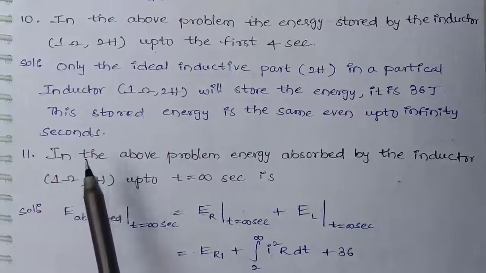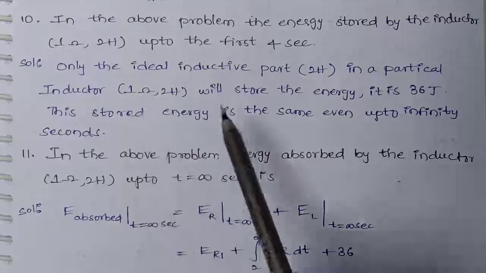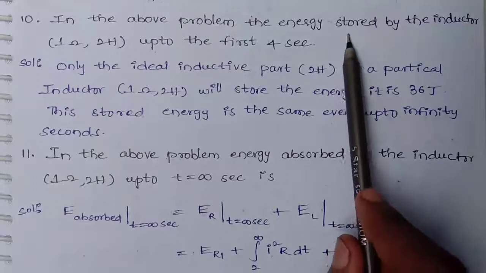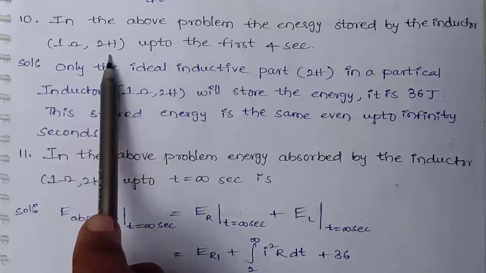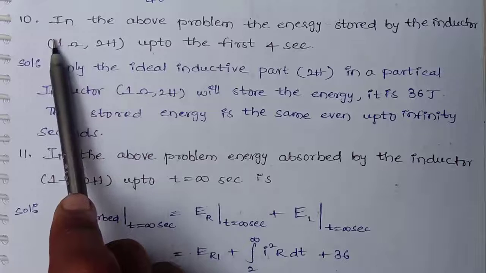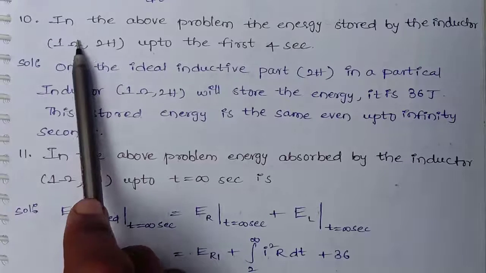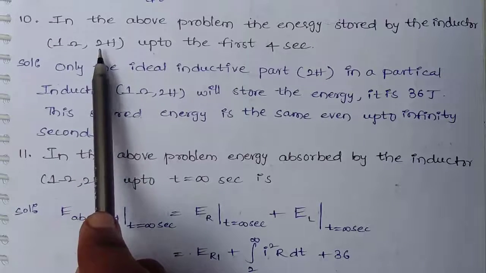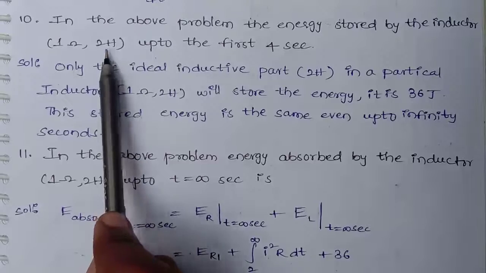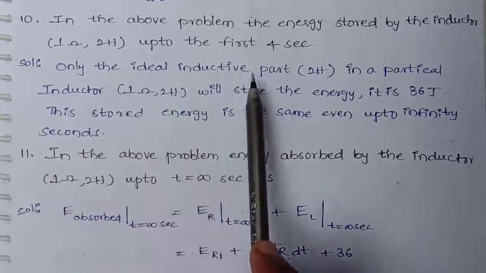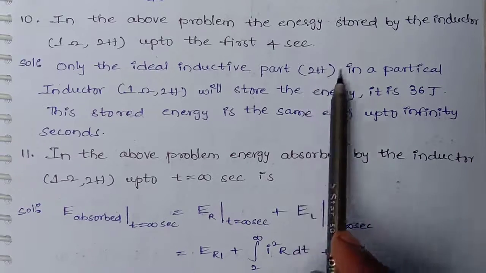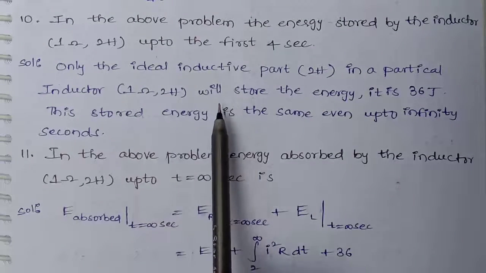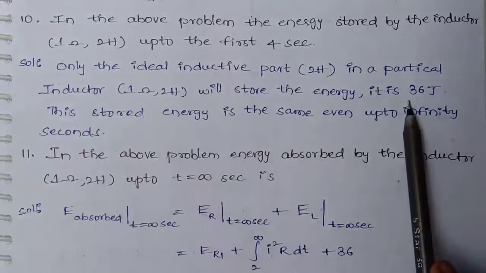Okay. Now look at the solution. So who is going to store the energy in the practical inductor? Practical inductor means a resistance part and an inductance part. So the resistor is not going to store energy. That means only the inductor is going to store the energy. So the ideal inductive part is going to store the energy in a practical inductor, okay, that is 36 joules.